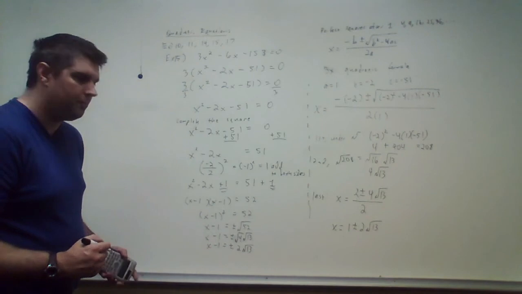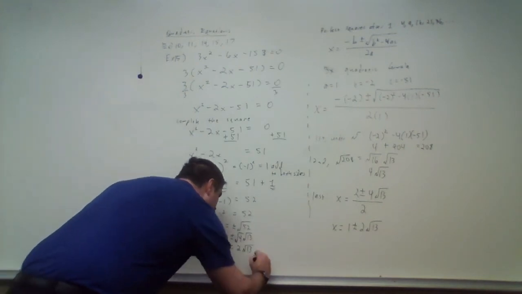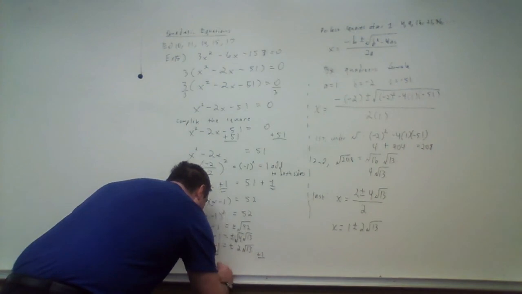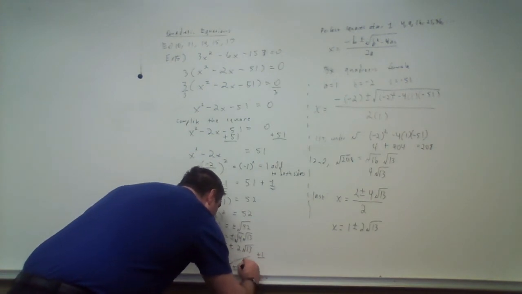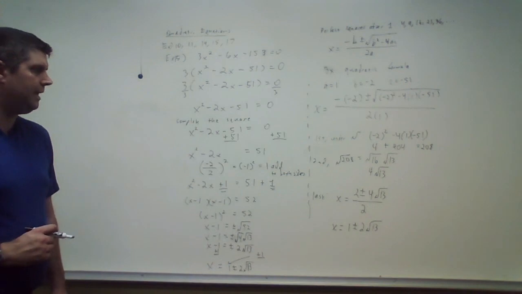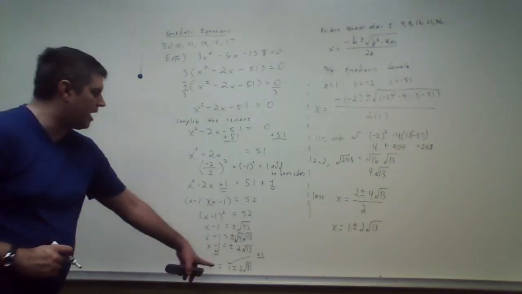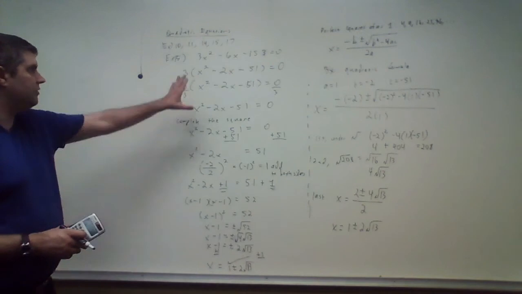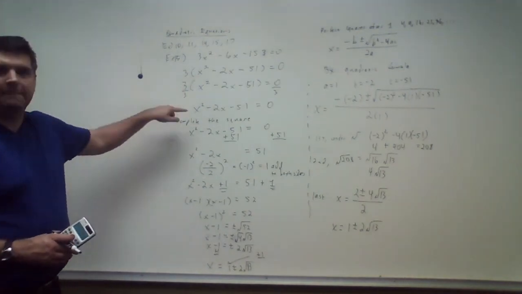Last thing I need to do, isolate the x. So I will add 1, and x equals 1 plus or minus 2 square root of 13, when you write this in standard order. Okay? Both methods work. Because you got an irrational solution, you couldn't have used factoring past this point.